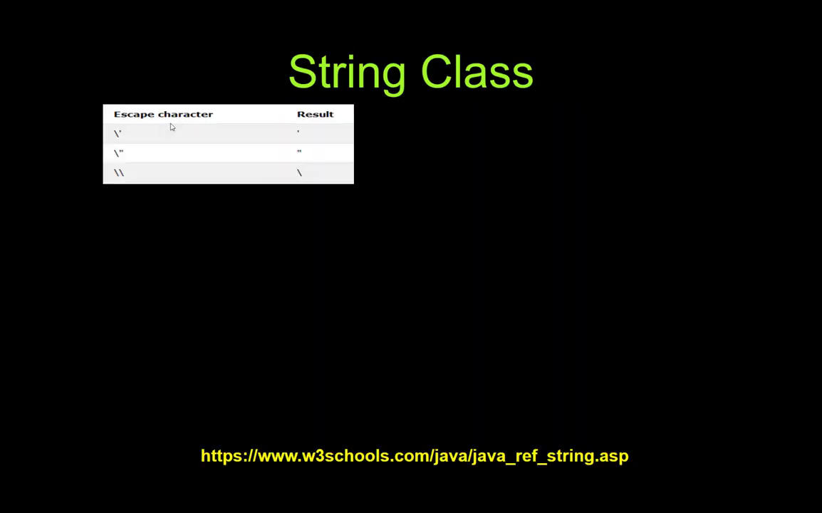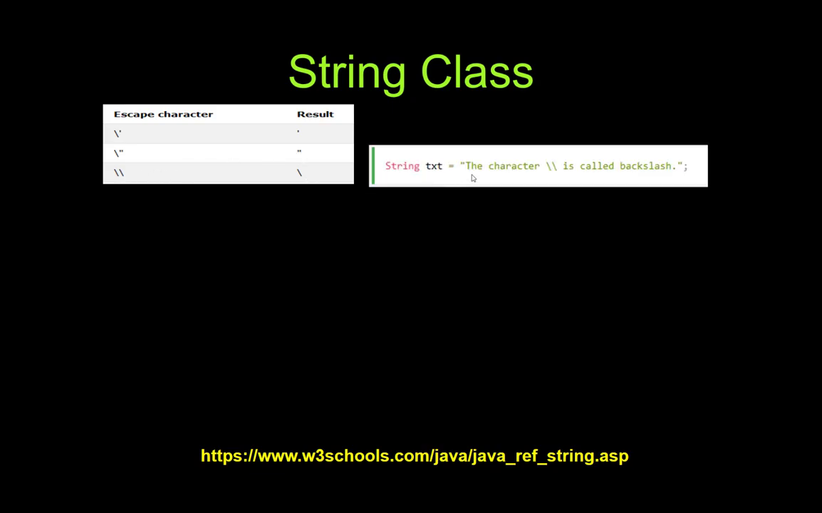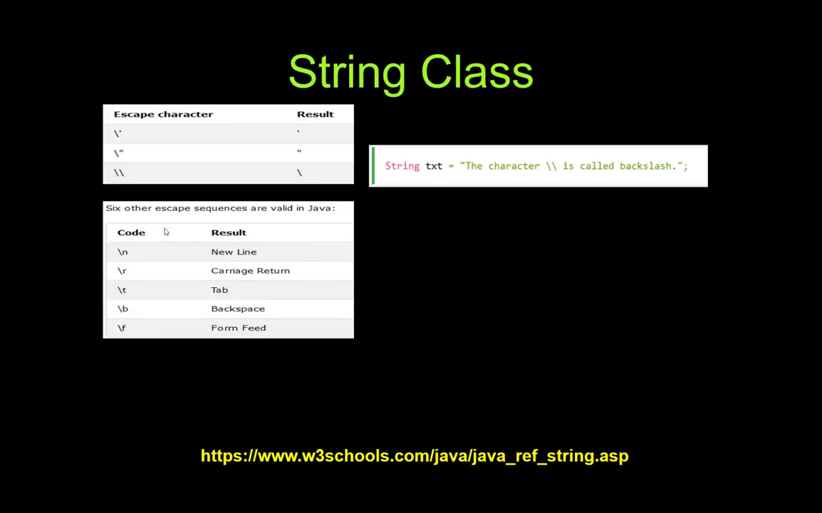Here are some special characters of strings. Backslash quote means this, backslash double quote means this, double backslash means a backslash. So when you write the text double backslash, it's called backslash, so you're actually printing out the backslash. There are a few other escape sequences like this that you can find out yourself: new line, carriage return, tab, backspace, form feed.